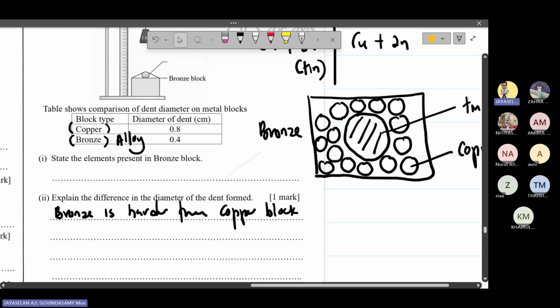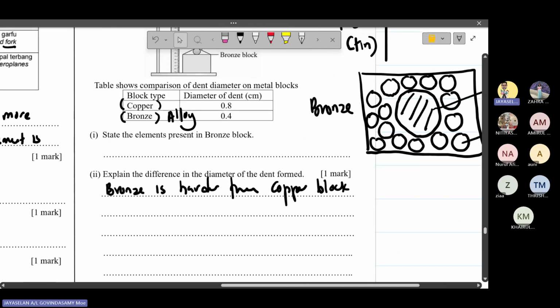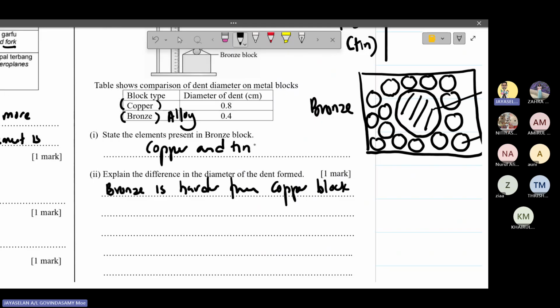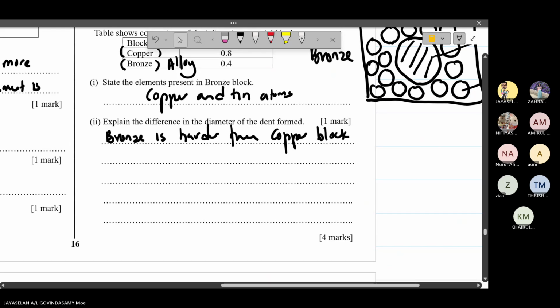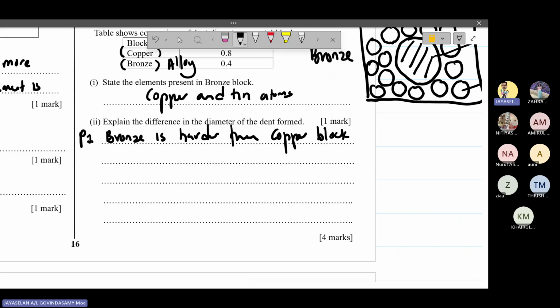Okay, now we do this. State the elements present in bronze. You guys put what? Copper, okay, and tin. Tin, y'all put atoms. Okay, your first point, you guys already compare, right? Second point, you all just focus on bronze. Tak perlu focus on copper.